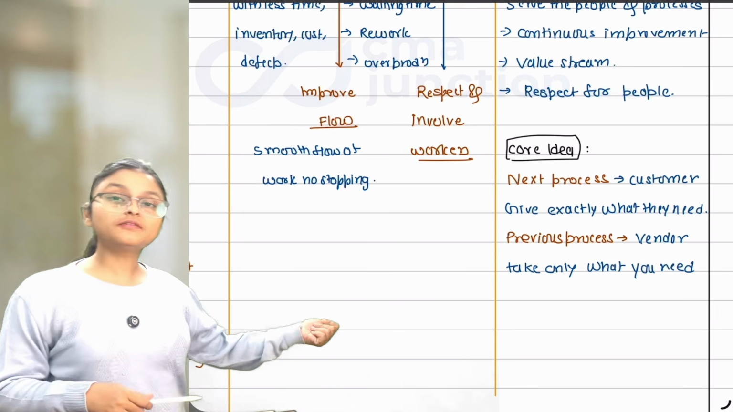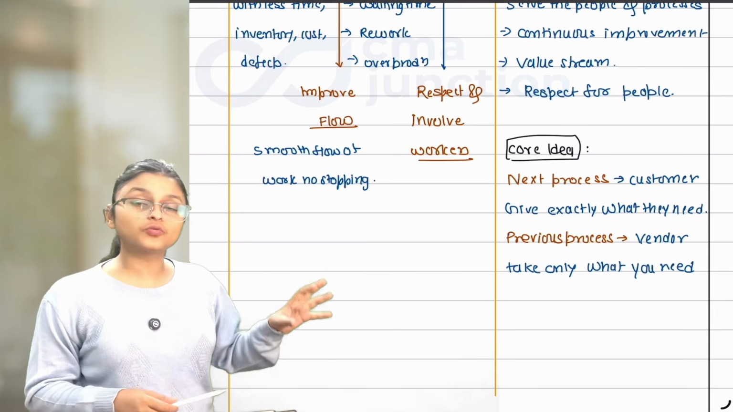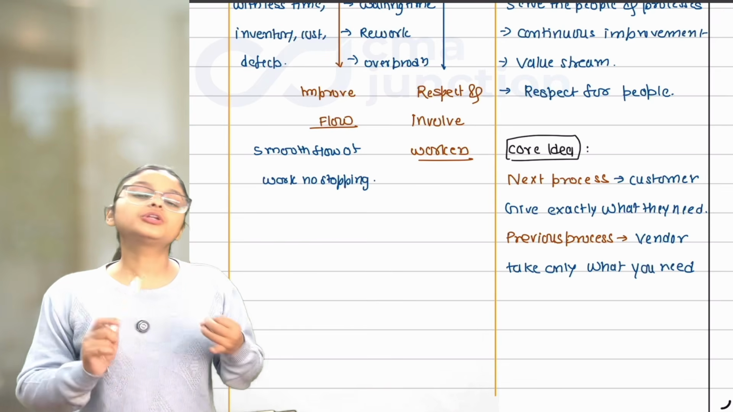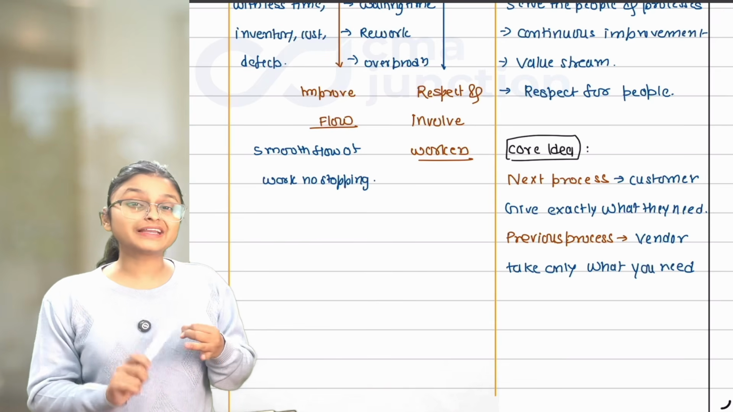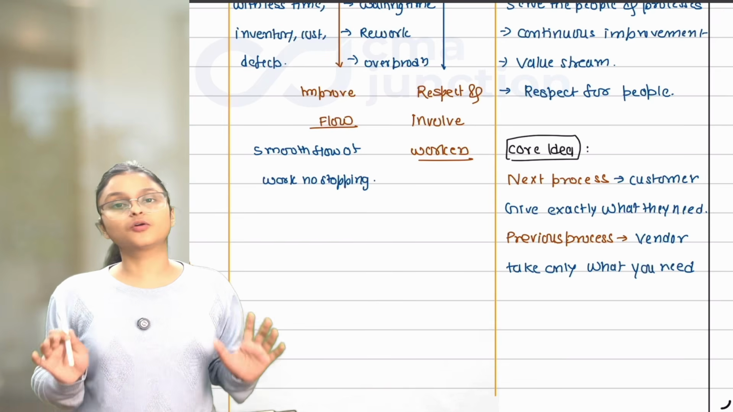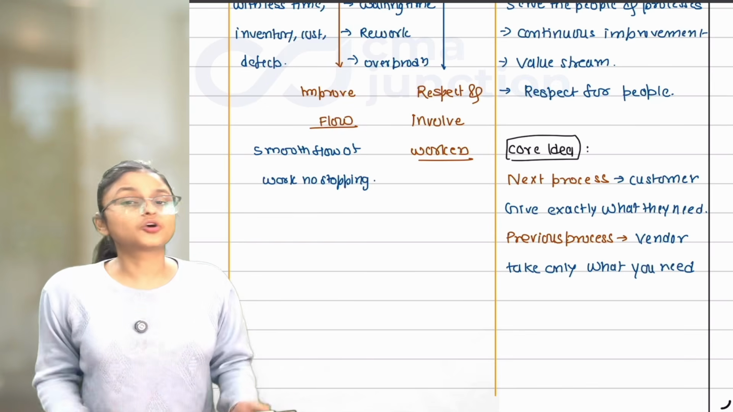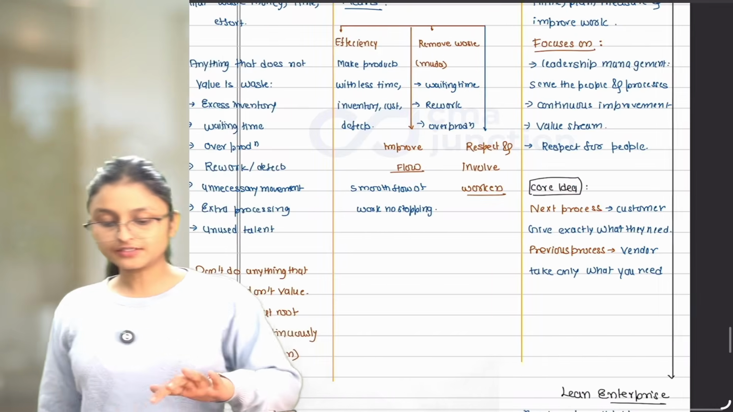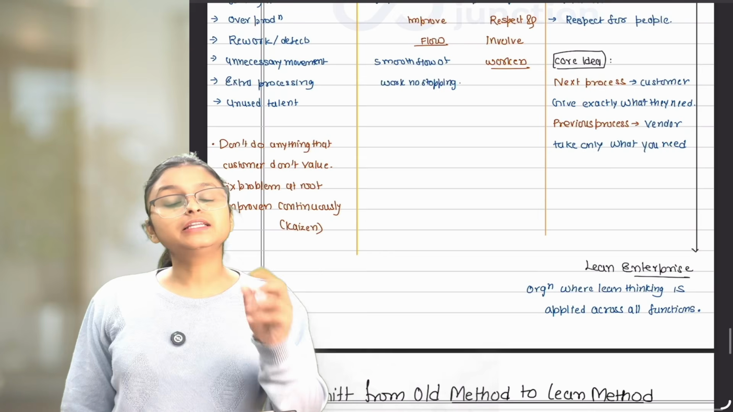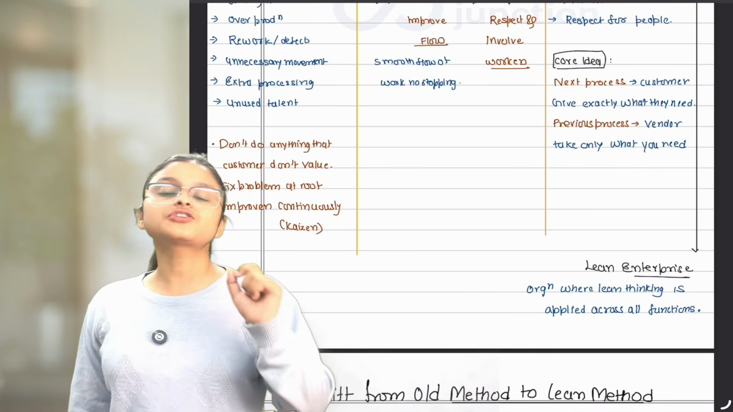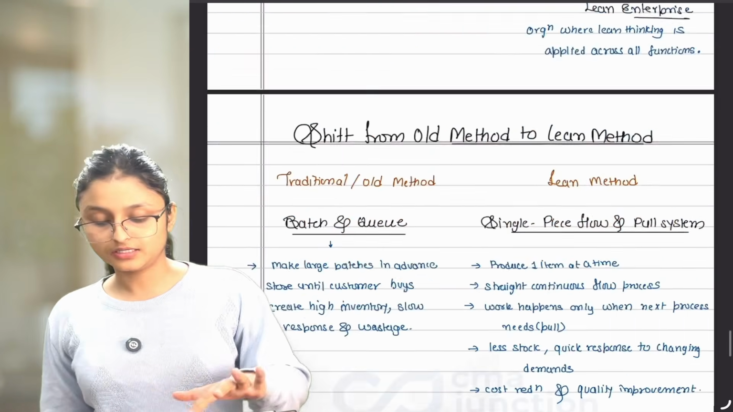Similarly, your previous process is your vendor. So take only what you actually need. No need to take extra. No need to take anything else which does not fulfill the requirements or is not of good quality. Next, lean enterprise is when lean is applied to all the functions in the organization.